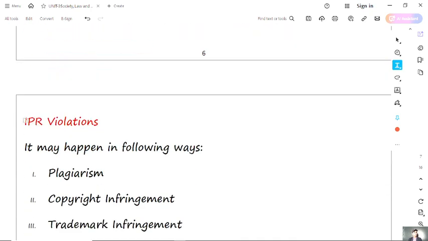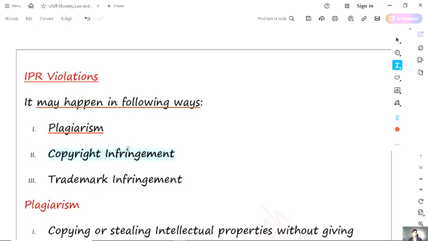Next is intellectual property rights violation. If you violate, what would happen? It may happen in the following ways. It would be plagiarism, copyright infringement, and trademark infringement.